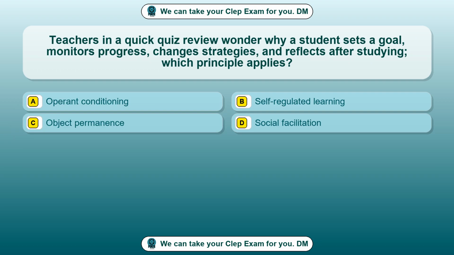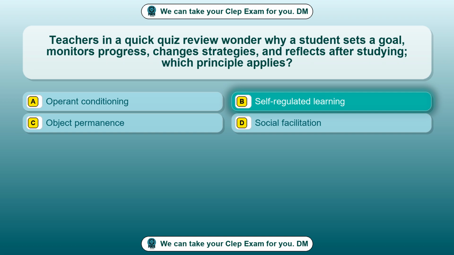Question 78. Teachers in a quick quiz review wonder why a student sets a goal, monitors progress, changes strategies, and reflects after studying. Which principle applies? Option A, operant conditioning. Option B, self-regulated learning. Option C, object permanence. Option D, social facilitation. The correct answer is option B.